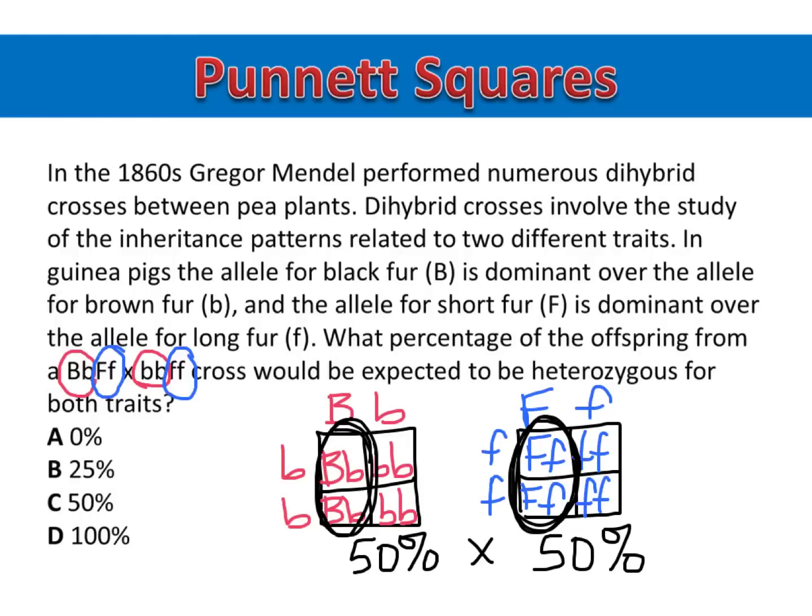And when you type this into the calculator, you would put 0.50 times 0.50, and that would give you an answer of 0.25, which is 25%. So 50% times 50% is 25%. And so the answer is B.